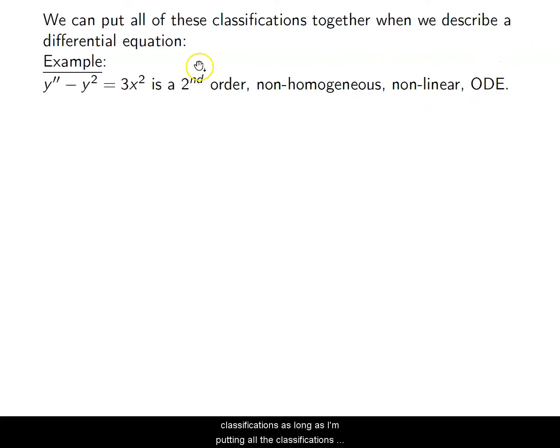It doesn't really matter what order I put these classifications in, as long as I'm putting all the classifications. Right? For instance, I could say it's a nonlinear non-homogeneous second order ODE. That's fine. It doesn't have to be in any particular order, except that whether it's an ODE or PDE is generally the last thing that you specify. I obviously could say it's a non-homogeneous nonlinear ODE of second order, right? So it really is up to you how you want to specify.